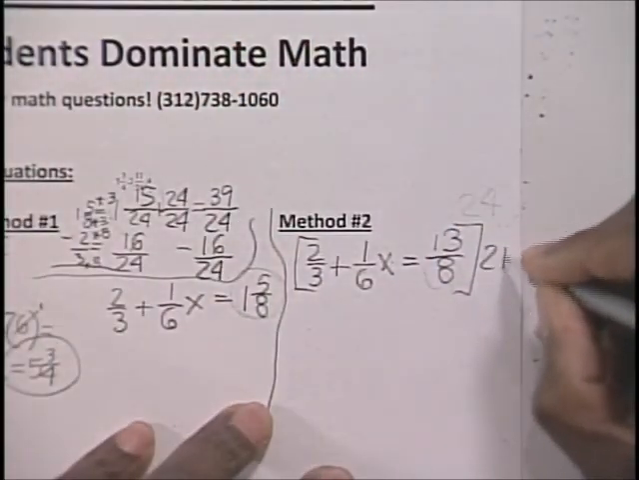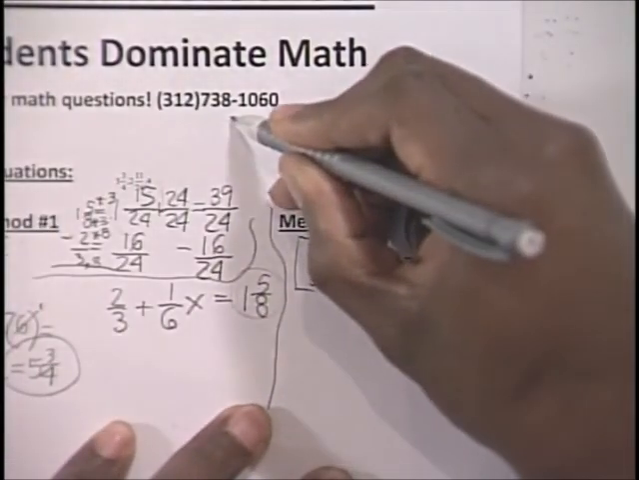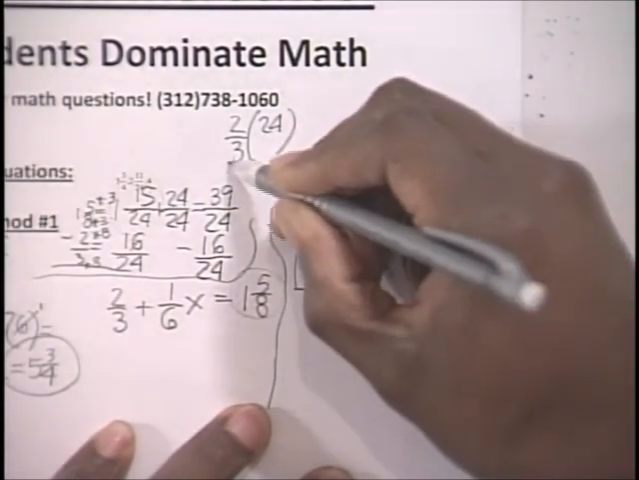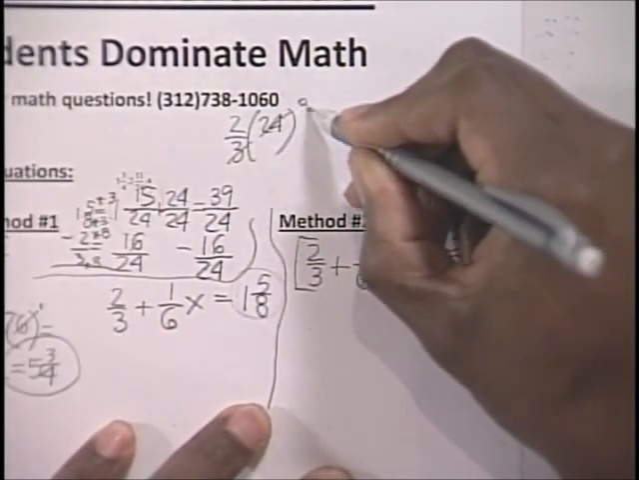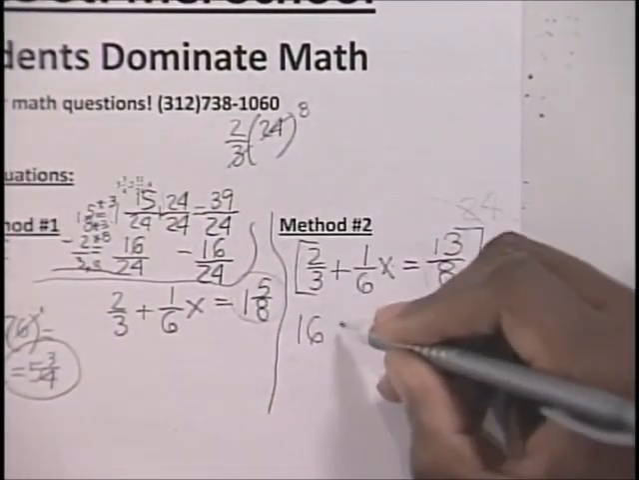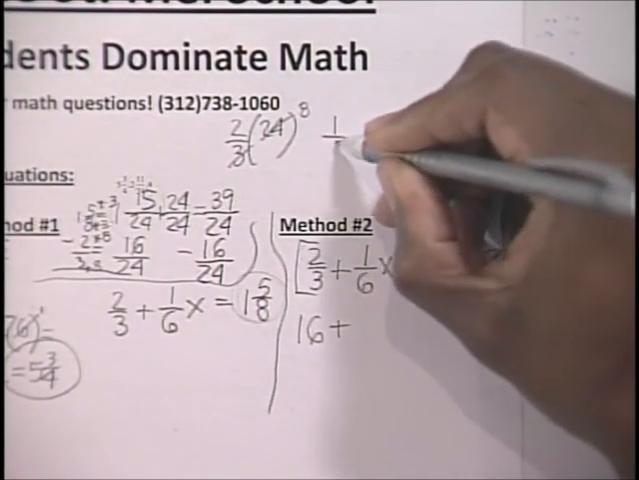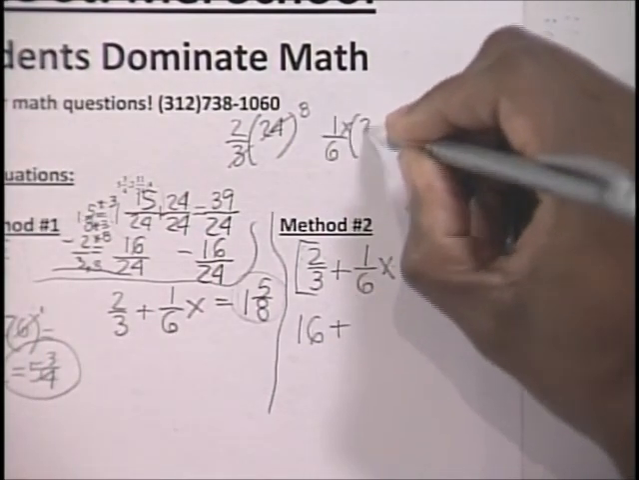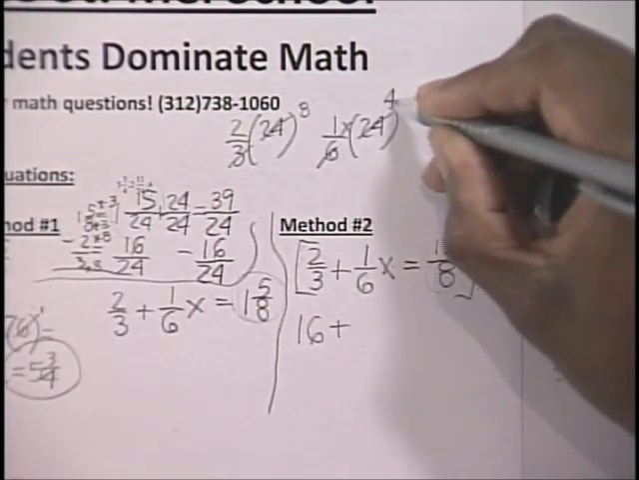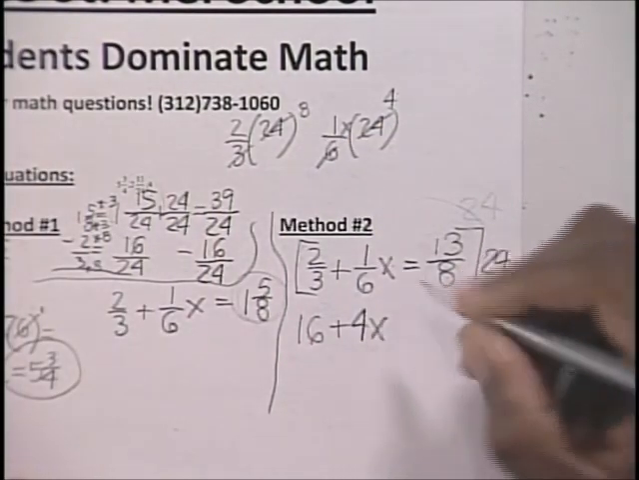All right, so 24 times 2/3. Let's show all of our work. 2/3 times 24. The 3 cancels with the 24, that'll become an 8. And you get 16. 2 times 8 is 16. And now you multiply 24 times 1/6x. Again, the 6 cancels with the 24. That becomes a 4. And now that you have 4 times 1x, that's 4x.